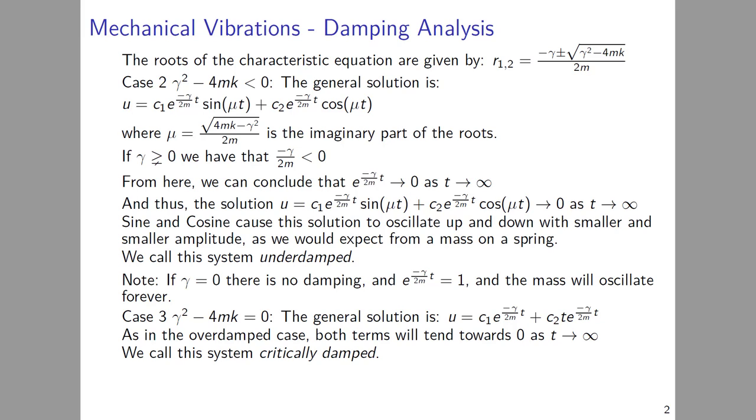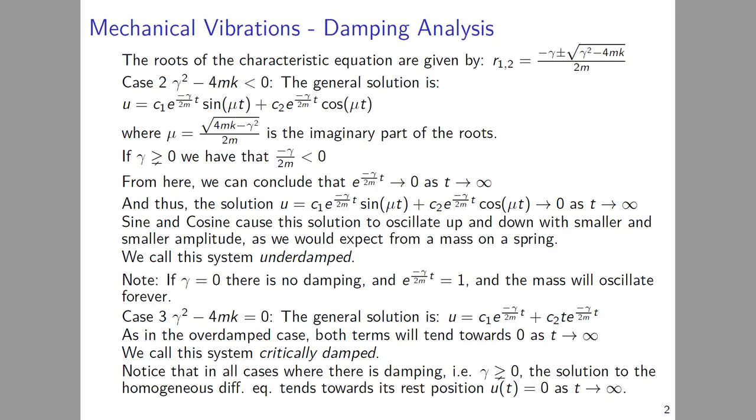I want to point out that while we have 3 separate cases of what can happen, in all of the cases where there is damping, i.e. gamma is positive, the solution to the homogeneous differential equation tends towards its rest position u of t equals 0 as t goes to infinity.